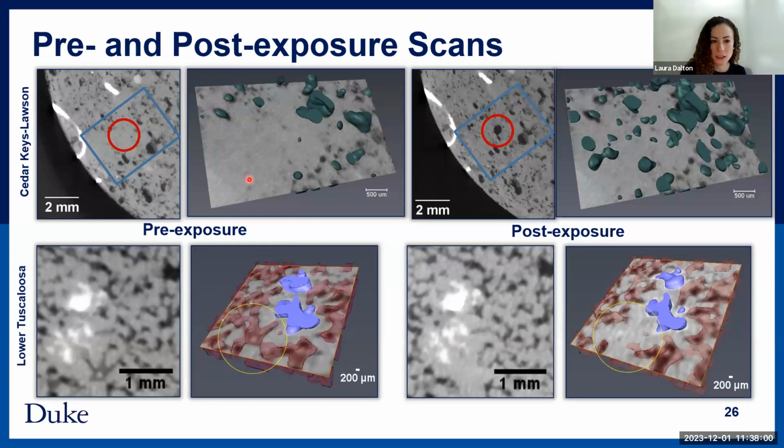So you scan something before you do something to it and then afterwards. In this case, we were looking at six months for each of these samples. This sandstone and this limestone were placed in an autoclave with CO2 saturated brine for six months. So this was before and this was after. And with this limestone sample, what we're seeing is dissolution.